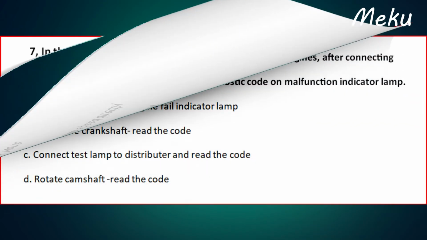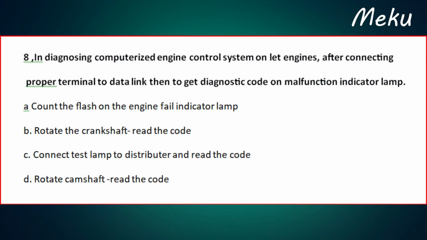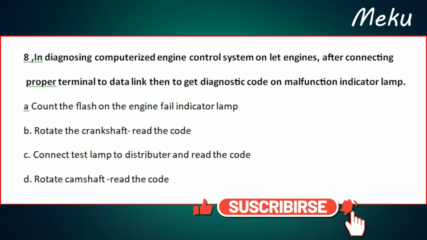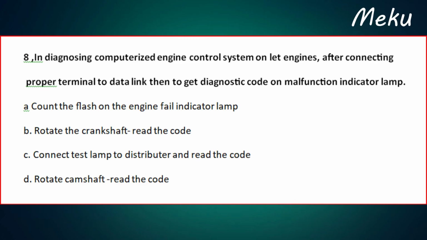8. In diagnosing a computerized engine control system on LED engines, after connecting the proper terminal to the data link, to get the diagnostic code on the malfunction indicator lamp: A. Count the flash on the engine fail indicator lamp. B. Rotate the crankshaft and read the code. C. Connect test lamp to distributor and read the code. D. Rotate camshaft and read the code.